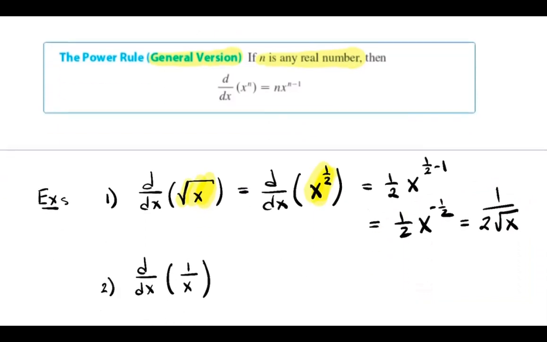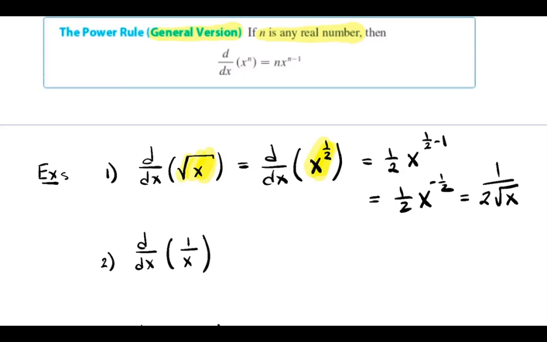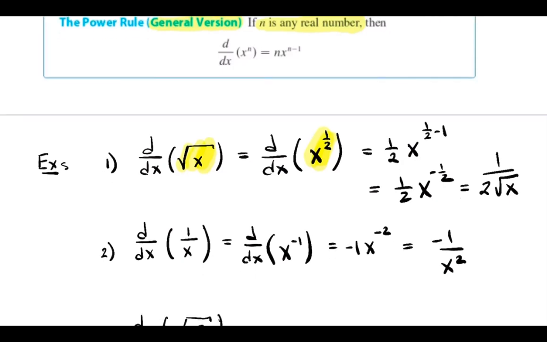Okay, let's move on. Let me reveal my second one here. In each one of these examples, basically, we're playing a little game. What is the power of x? Well, 1 over x itself, again, by rules of exponents, would be x to the minus 1. The reciprocal function can be written as a power. It's the negative first power. So the power rule says that we should take -1 times x to the, lower that by 1. -1 minus 1 is -2. And again, by rules of exponents, we could write that as minus 1 over x squared. These are all coming about from the power rule.